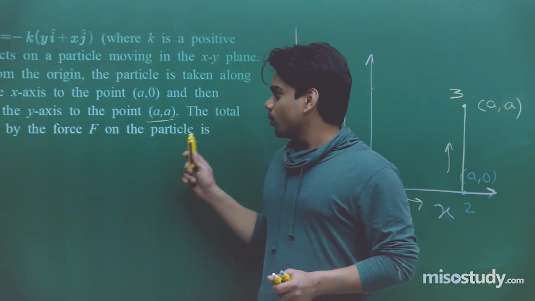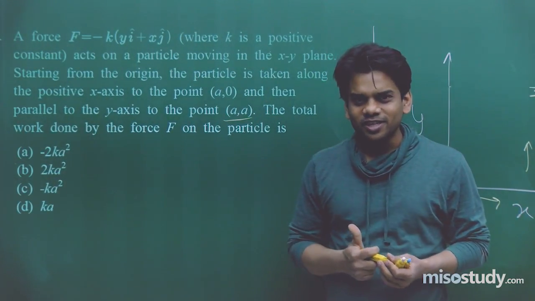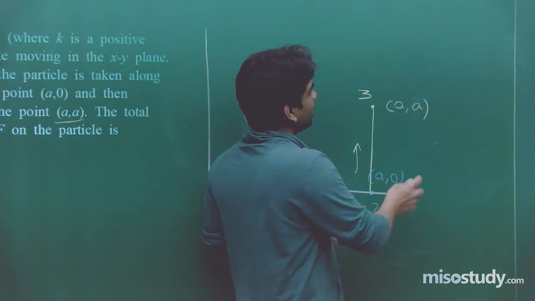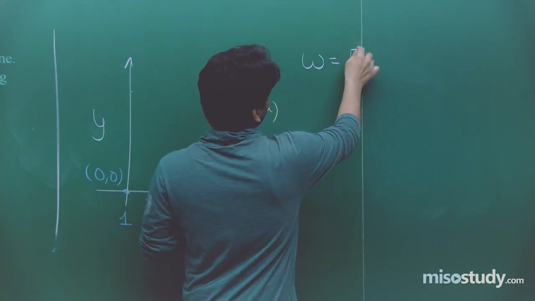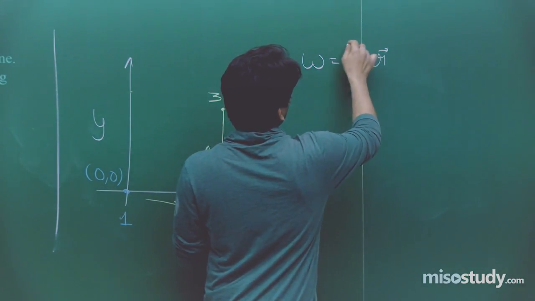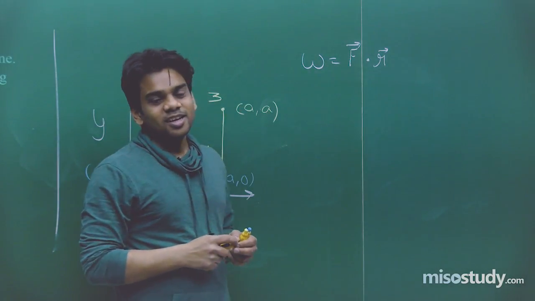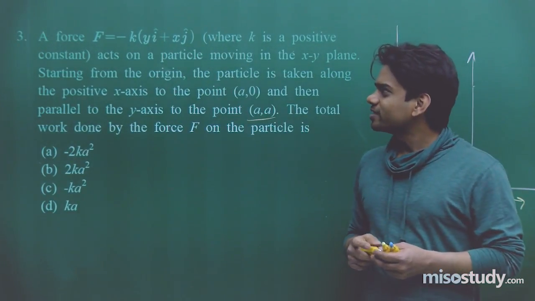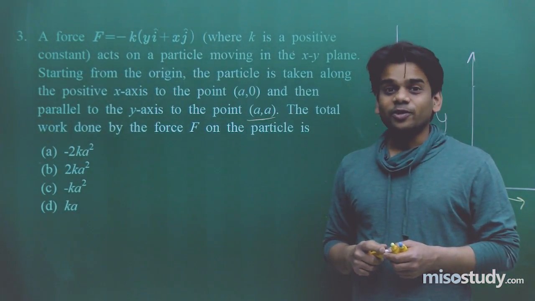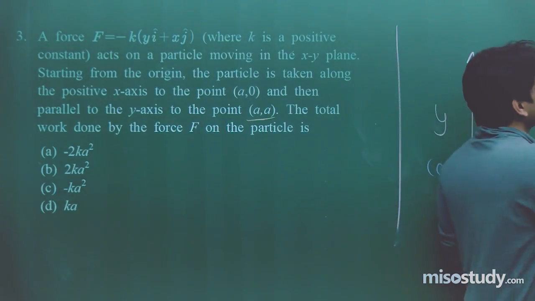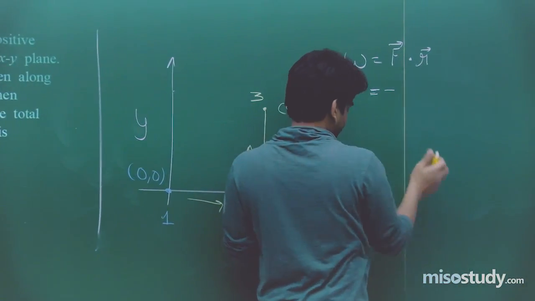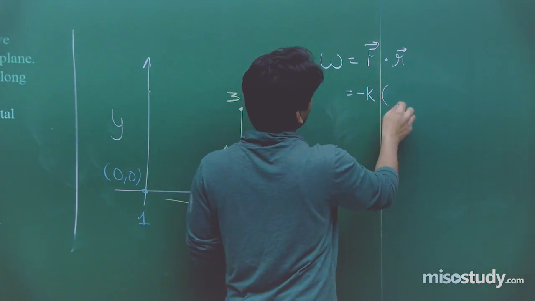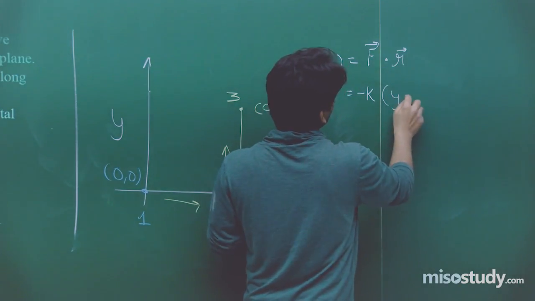The total work done by the force F on the particle is, we know that work done is equal to F dot R. Here I will be talking about work done is equal to F dot R. That will be the most appropriate term, F dot R. Now you see here, at any point, if I write the force as F is equal to minus K yi cap plus xj cap, and if I talk about dr, see what I need to write down, F is equal to minus K, and here we have yi cap plus xj cap.